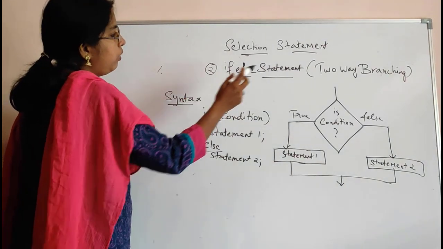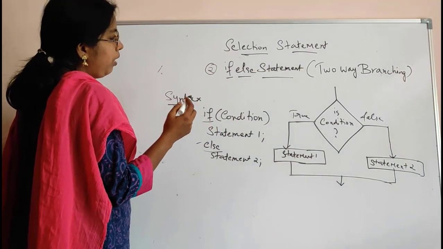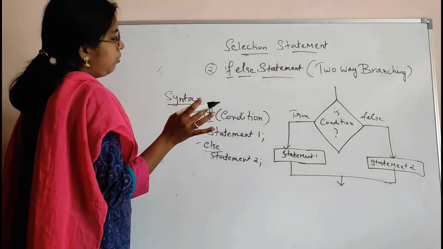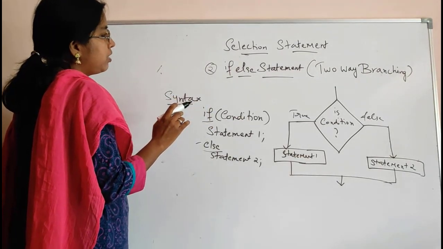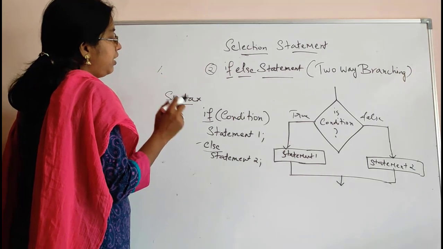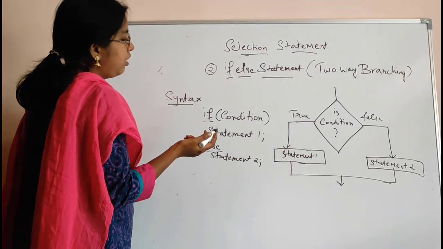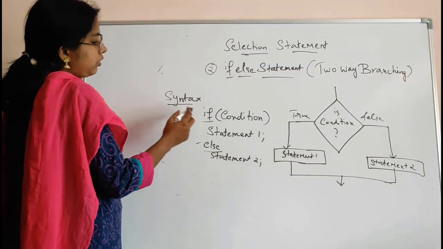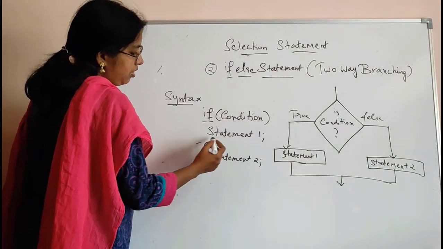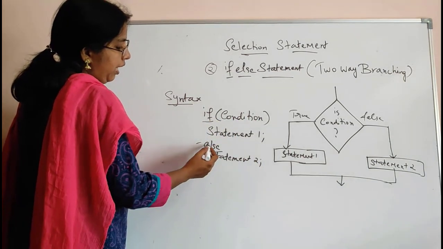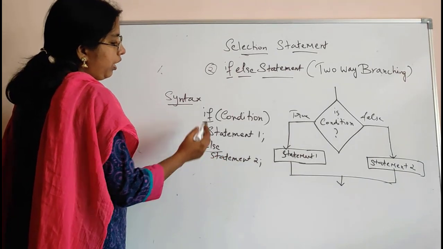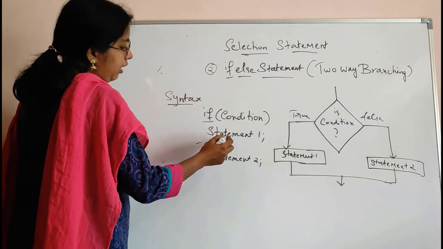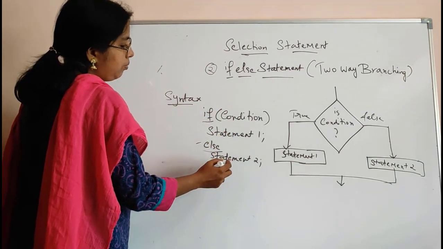If else statement is also known as two-way branching. It is known as two-way branching because we are selecting a statement from two statements, statement 1 and statement 2. One statement will be executed based on the condition. If the condition is satisfied, statement 1 will be executed. If the condition is not satisfied, then statement 2 will be executed. So coming to the syntax, if condition is satisfied, statement 1 will be executed, else statement 2 will be executed.